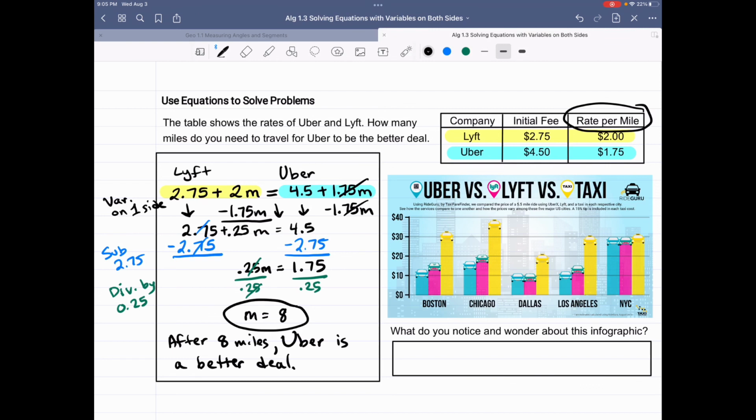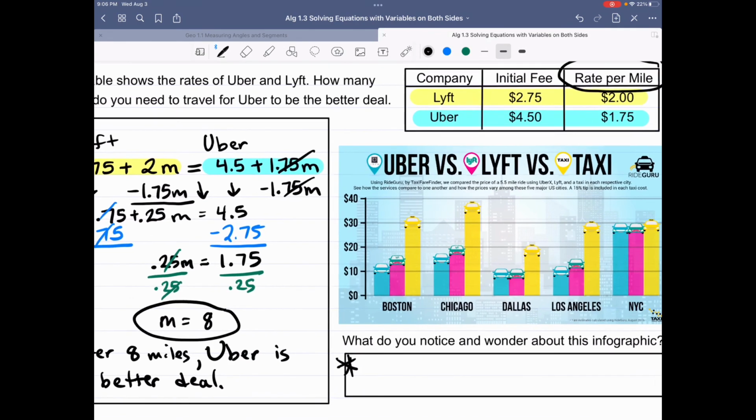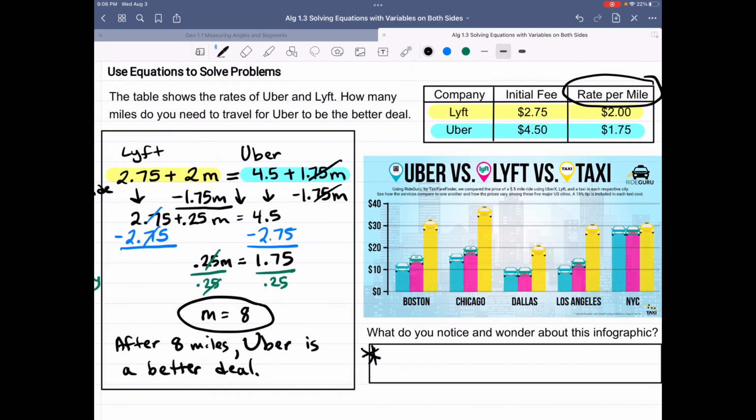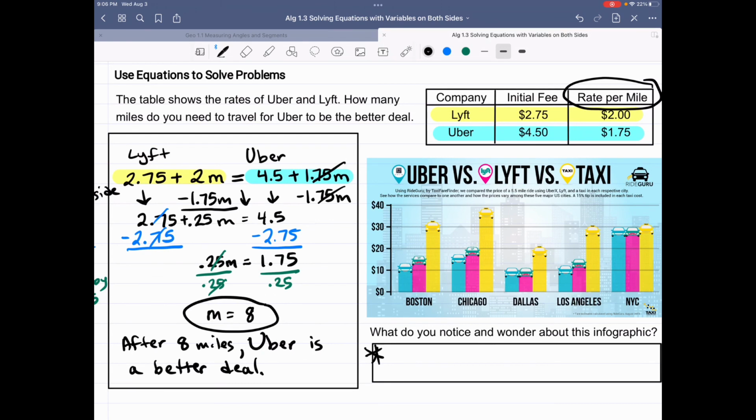And then I put a little infographic here, and so this part is up to you to answer on your own, because what you notice and what you wonder about that infographic is possibly different than what somebody else notices or wonders about the infographic. So you need to put down what you notice, one thing, and one thing that you wonder. So a little question that you have about that.